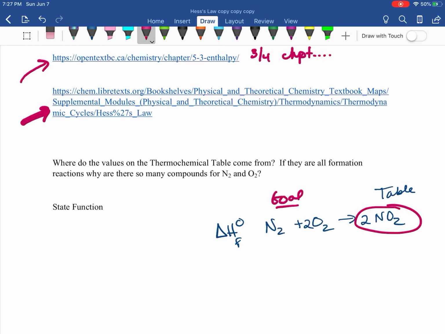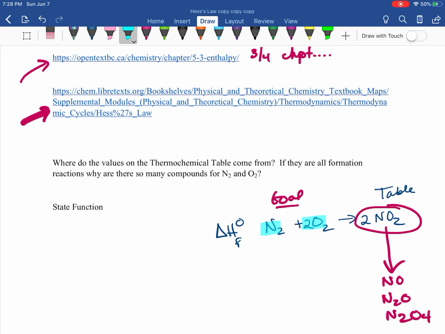Okay, awesome. But then you happen to notice, well, wait a second. If I'm looking at a formation reaction on the table, why isn't it just NO2? Why is there a whole list of possible options for our combinations of nitrogen and oxygen? There's a whole bunch of them. So that should get you thinking, well, wait a second. Which one is right? Where do they come from?